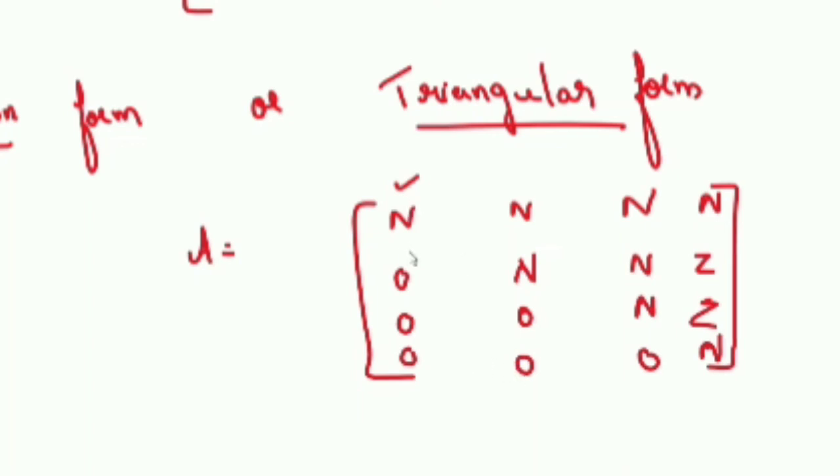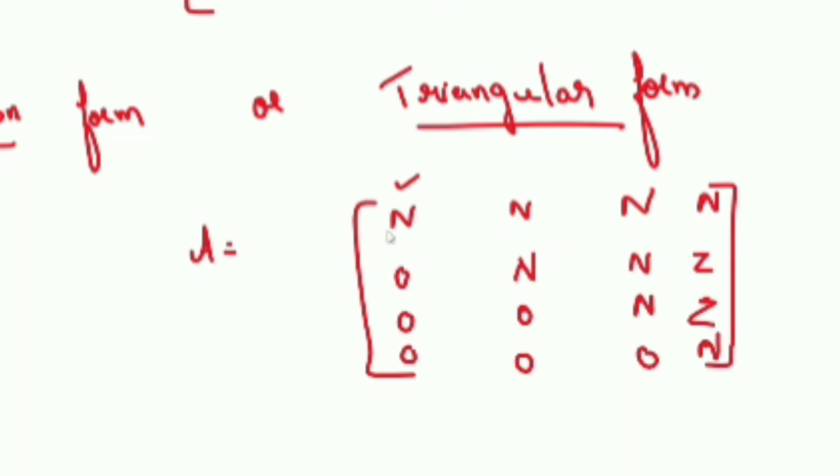So these are the two conditions. If it is in echelon form, you should have all zeros below the first non-zero entry, and the second condition is that the number of zeros should be less than the number of zeros in the next row. So the number of zeros here is 1, here it is 2, here it is 3. It is in increasing order. 1 here, here 2, here 3. So this is called the echelon form, or it is also called the triangular form.